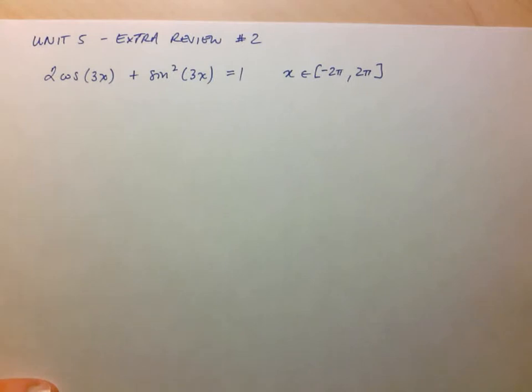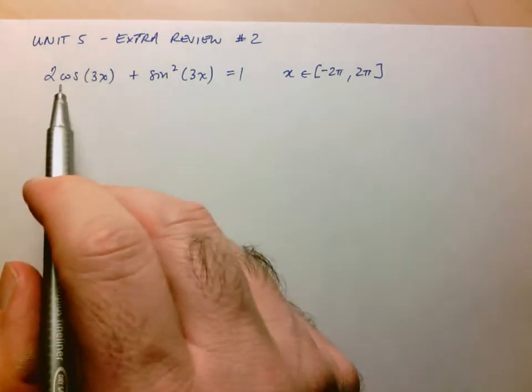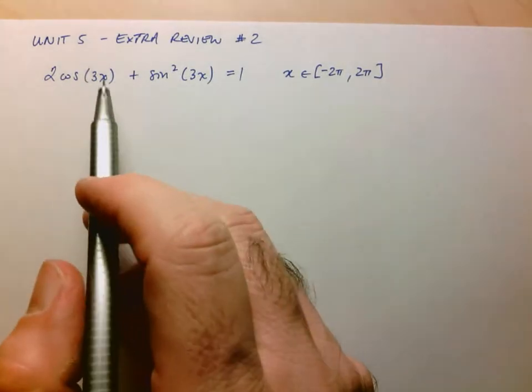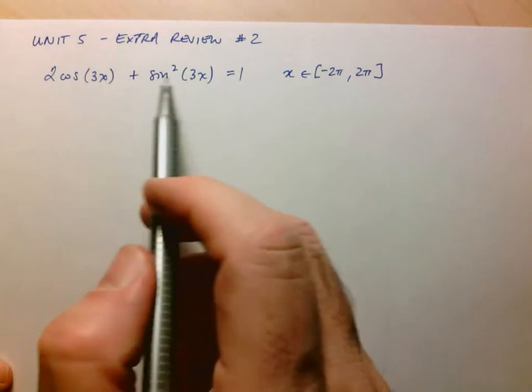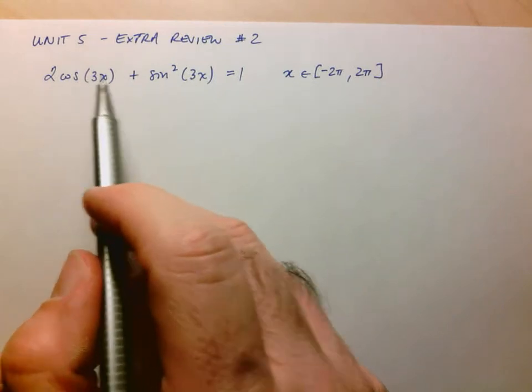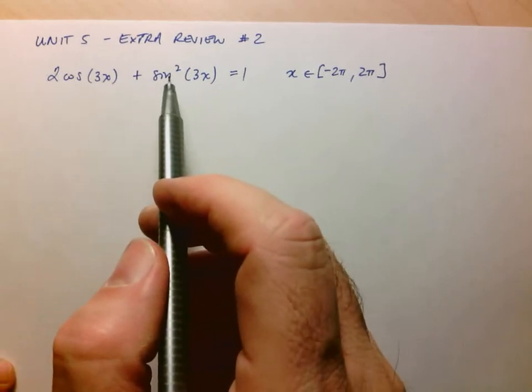Hi folks, we're going to take a look at the solution to number 2 from the Unit 5 extra review questions. So they're asking us to solve this equation on this interval here. The first thing I notice is I've got inputs of 3x. Now normally that might worry me, but in this case, because both trig ratios have the same input, I don't think that's necessarily going to cause a problem.